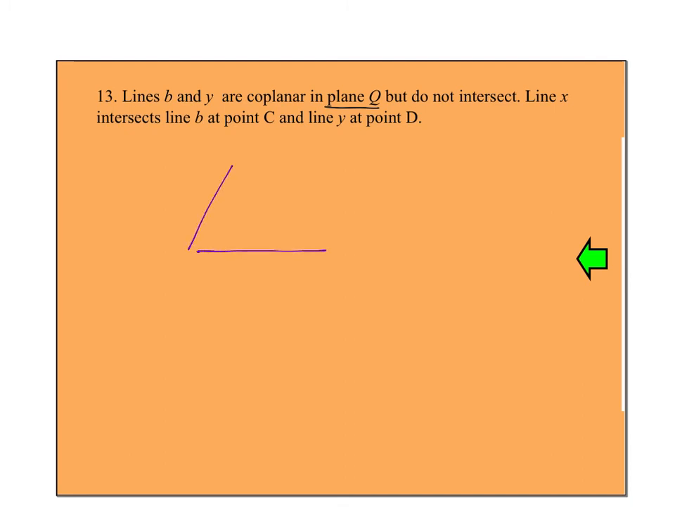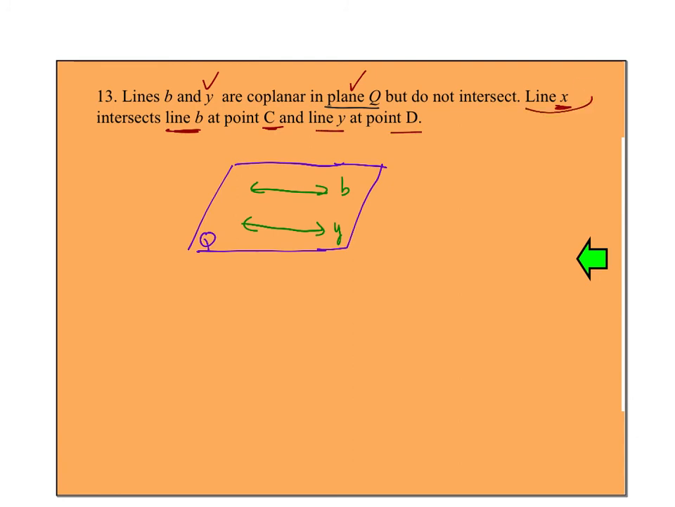Let's see how we can satisfy all these conditions. We have plane Q. We have a line B and line Y, but they do not touch. They do not intersect. But they're in the plane. So we've got this part checked off. Lines B and Y are coplanar in plane Q, but do not intersect. We got that covered.